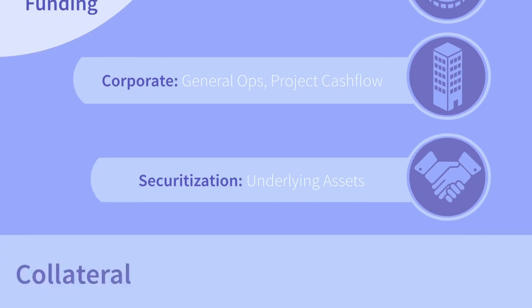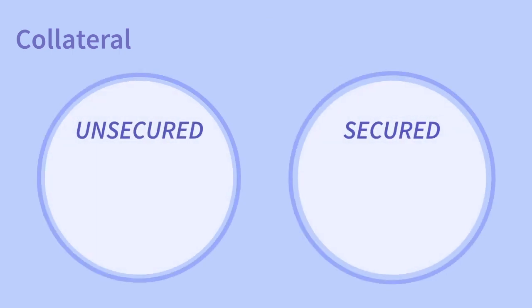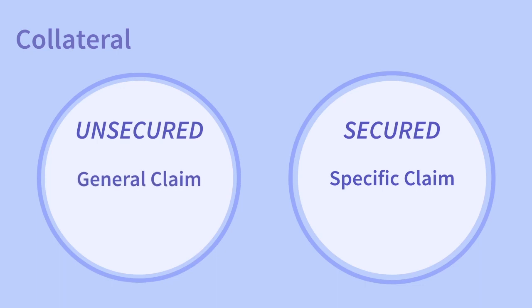Under the title of collateral, we must first talk about the seniority of claims. Some bonds are secured in that the issuer offers some guarantee to the holder, meaning that in the event of a default, the bondholder will have a specific claim on certain assets. Some bonds, on the other hand, are unsecured, whereby the holder has no guarantee. The bondholder simply has a general claim on the overall assets of the issuing entity.